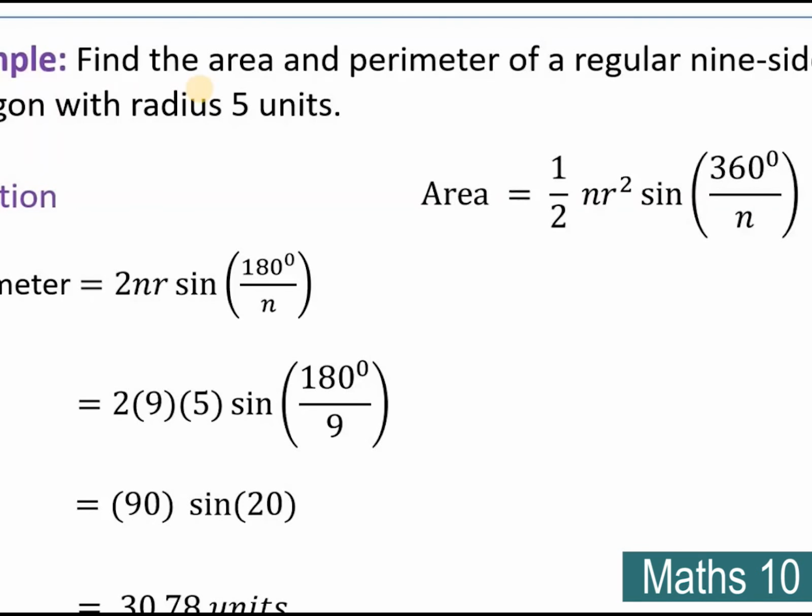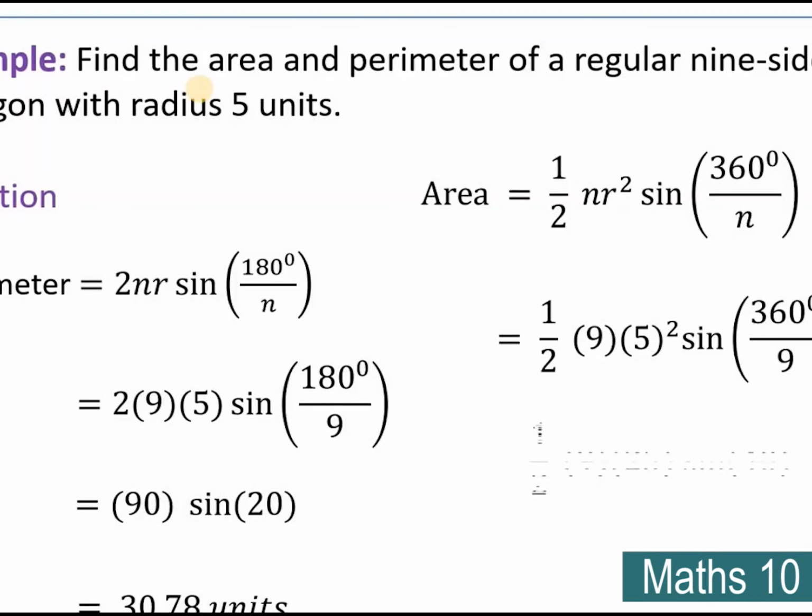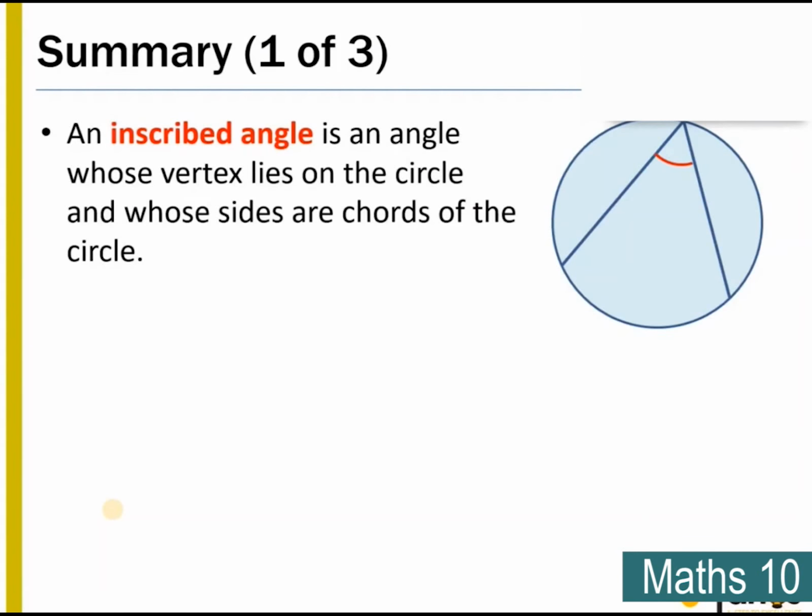The area is a half n r squared sine 360 over n, which is a half times 9 times 5 squared times sine of 360 over 9, which is a half times 9 times 25 times sine 40, which is 72.31 square units.